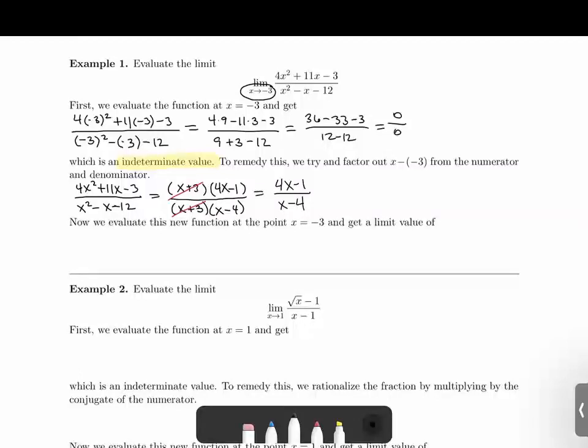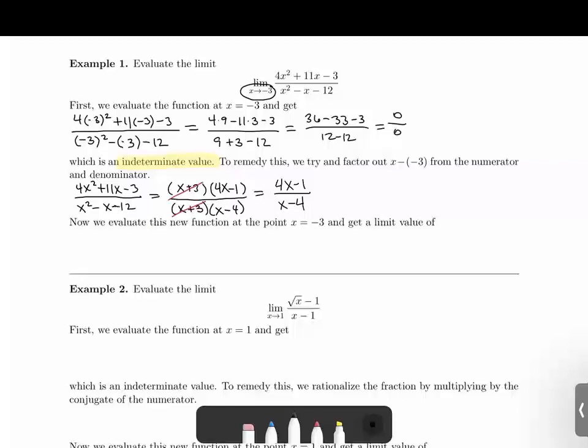So I will caution you, just because you know that we're going to need to try and factor out an x plus 3, you need to make sure that this actually factors in this correct way. There will be some questions that we can't end up factoring this out from the numerator and denominator. That may not work out. So just double check your factoring here.